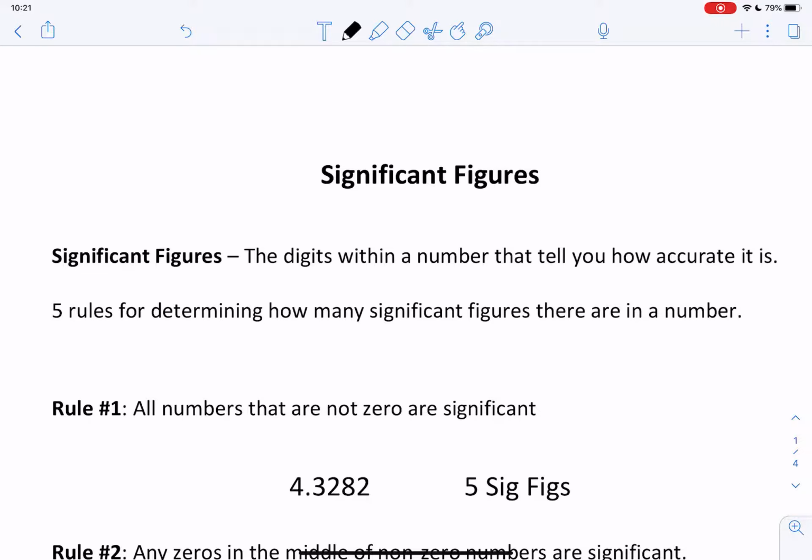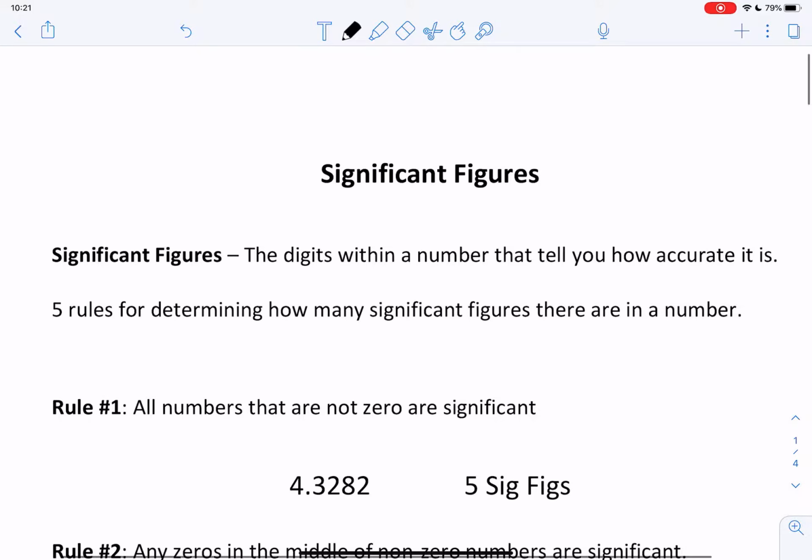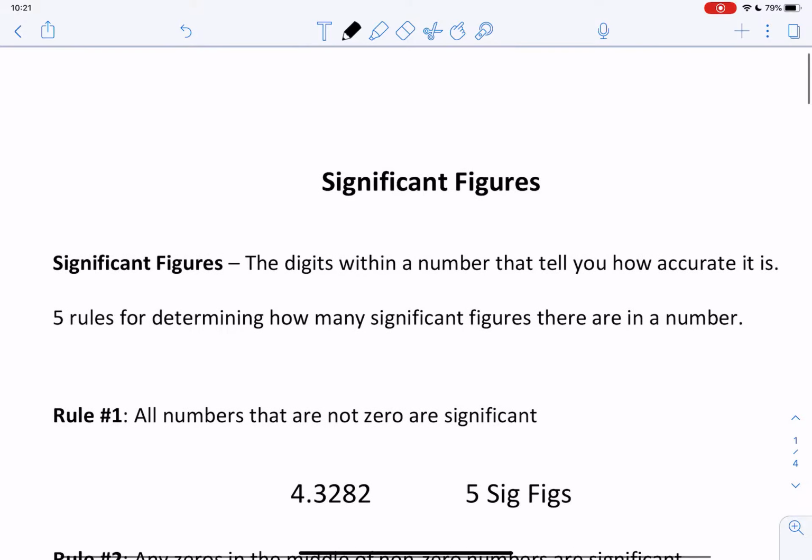from graphs. There are 5 rules for determining how many significant figures there are in a number. So, rule number 1, all numbers that are not 0 are significant. So if we look at this guy, we have 1, 2, 3, 4, 5 non-zero numbers, 5 sig figs.